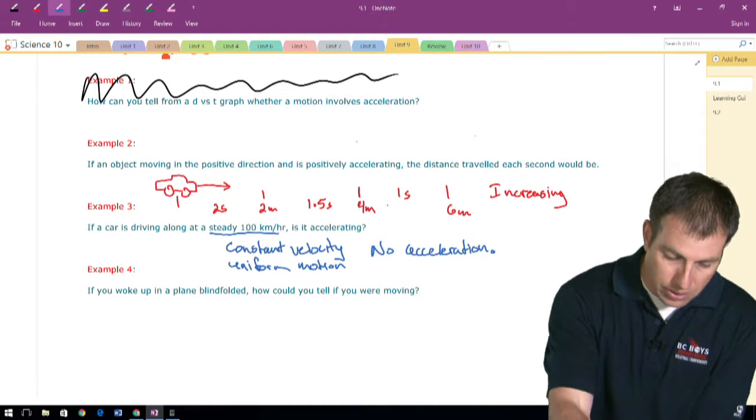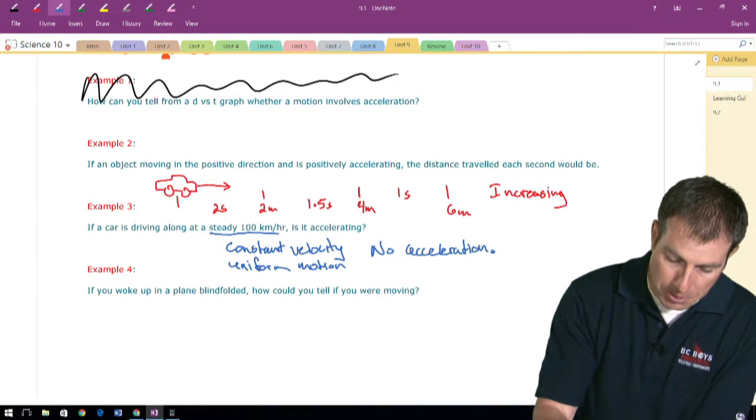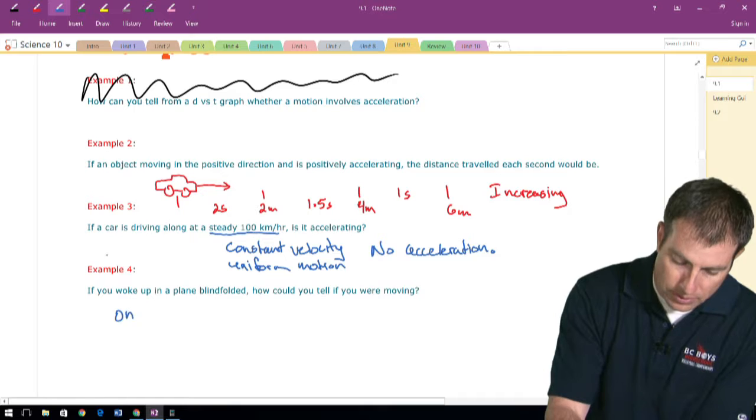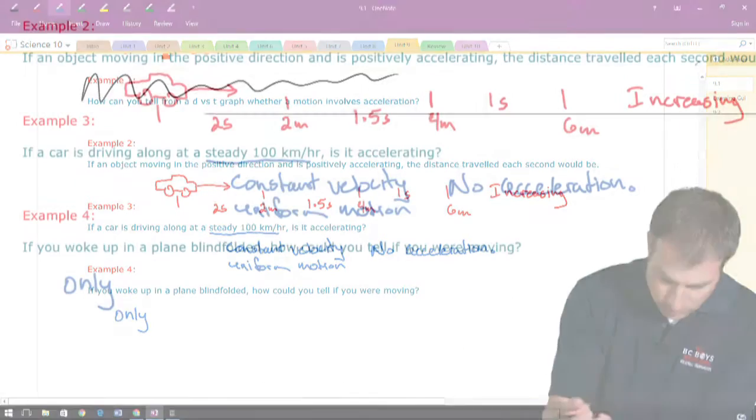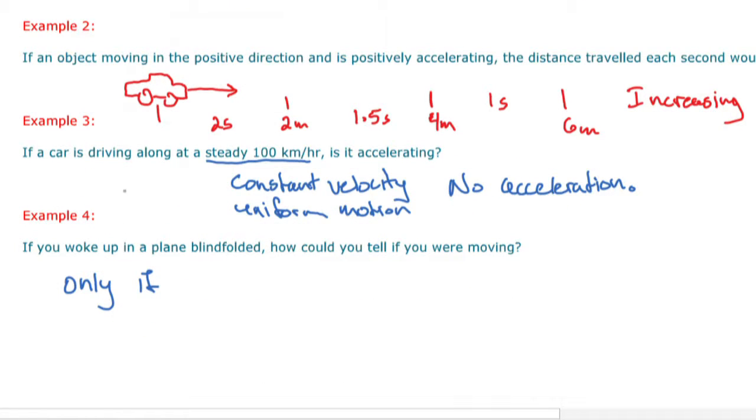You couldn't tell if you were moving, only if the plane either sped up, slowed down, or even if it changed elevation. So if you have been on a plane before, or a car even, when the plane takes off, you get pushed back into your seat. It's accelerating.